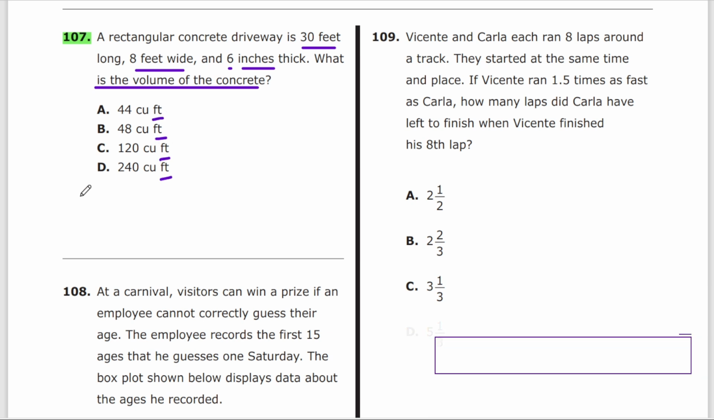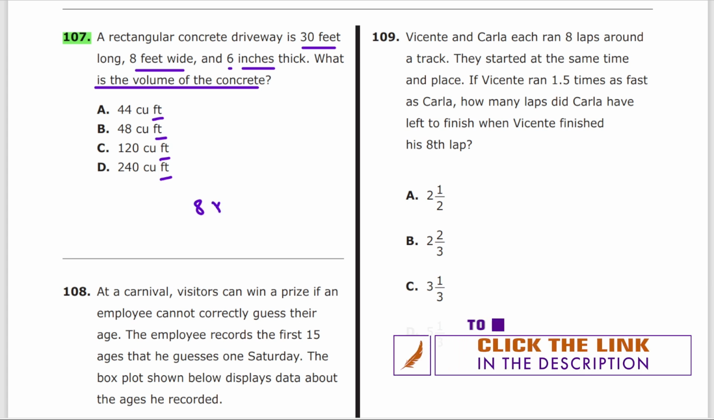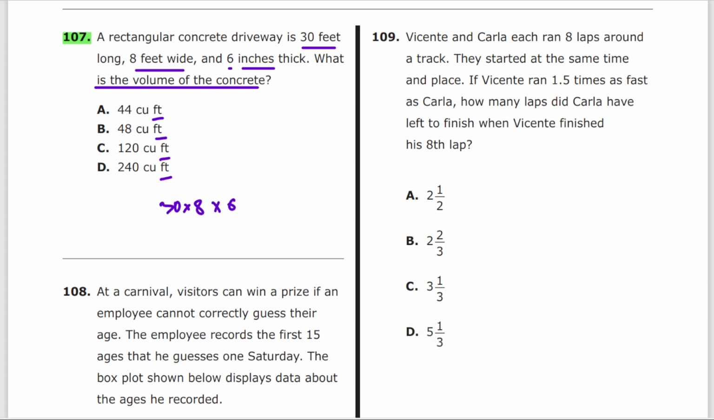Again, the most popular answer is 30 multiplied by 8 multiplied by 6. And if you get this answer, you get this answer. However, let's just do it correctly. So 30 feet times 8 feet times 6 inches. 6 inches is half a foot. So times 1/2. Cancel this. This is 4. So 30 times 4 is 120. And the answer is C.